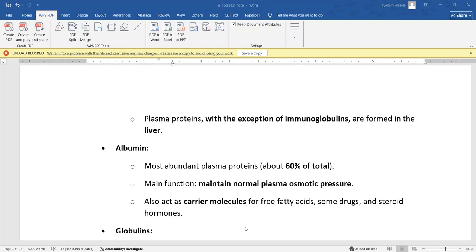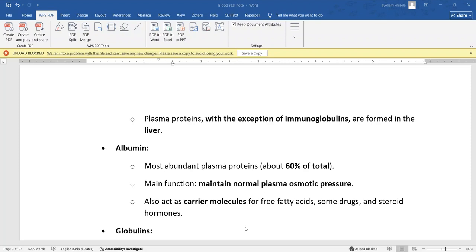The most abundant plasma protein is albumin, and it is about 60% of our total plasma protein. The main function, like we said, albumin and fibrinogen are responsible for the osmotic pressure of the plasma. So albumin helps to maintain normal plasma osmotic pressure. Then it also acts as a carrier for molecules like free fatty acids, some drugs, and steroid hormones.